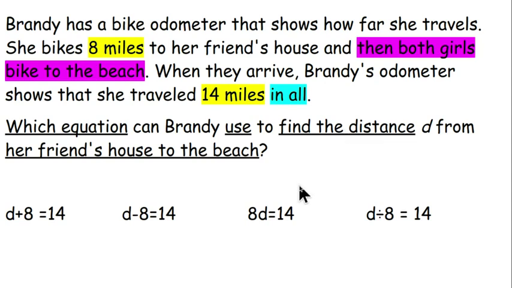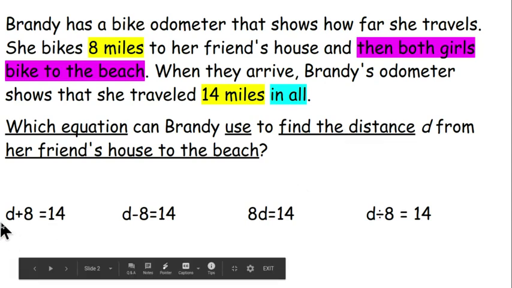So when I take a look, which do you think? Are we adding the distance from her friend's house to what she rode from her house to her friend's house, and we end up with 14? Are we taking away the distance from her friend's house to the beach? Are we starting with that, taking away the distance she rode from her house to end up with 14? Are we making groups? Are we doing the 8 miles she started with times the distance from her friend's house to the beach and ending up with 14? Or are we taking that distance from her friend's house to the beach and dividing it into 8 groups?